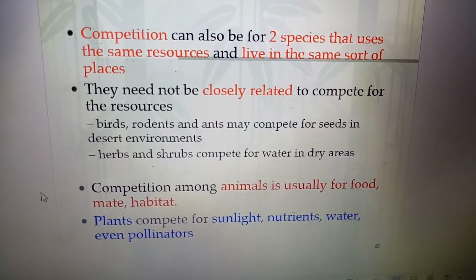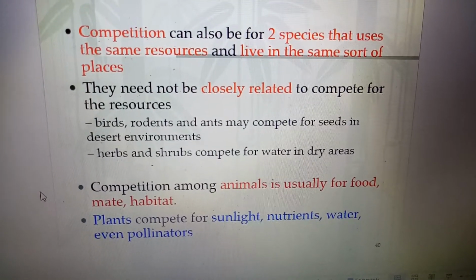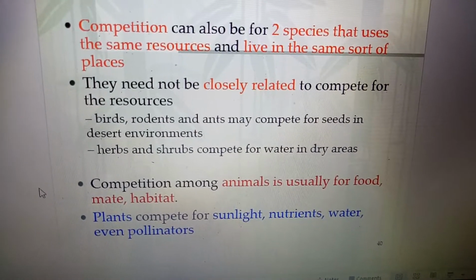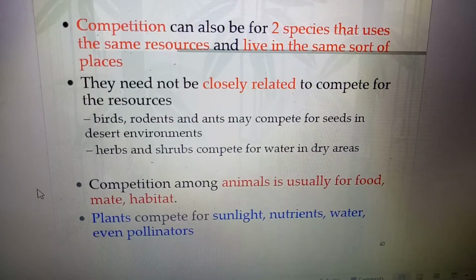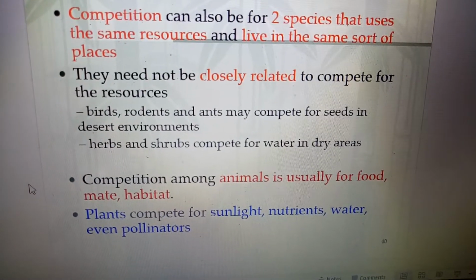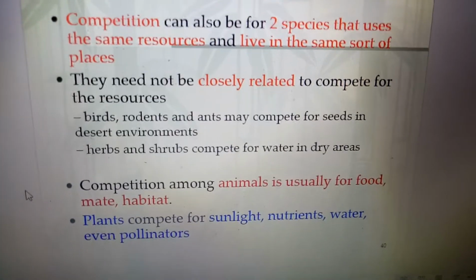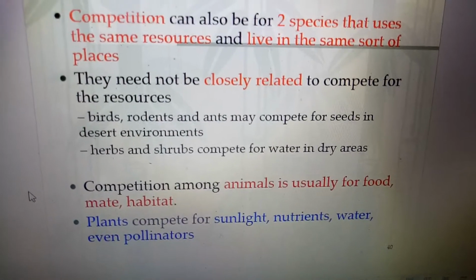For example, birds, rodents, and ants may compete for seeds in desert environments. Herbs and shrubs compete for water in dry areas. Competition among animals is usually for food, mates, and habitat. Meanwhile, plants compete for sunlight, nutrients, water, even pollinators.